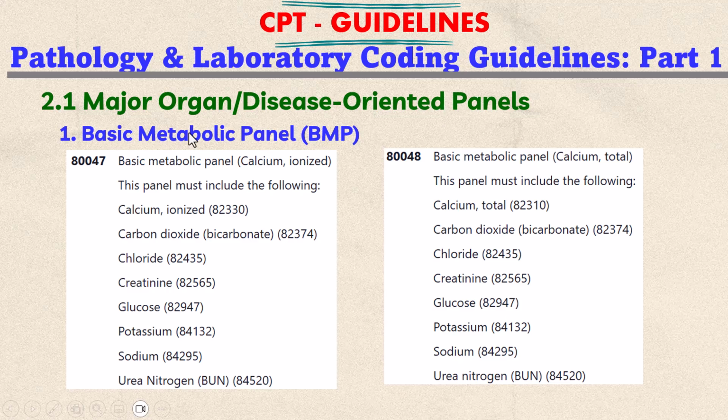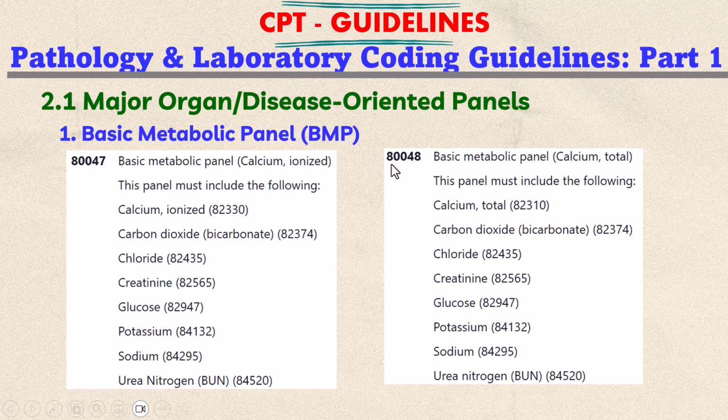First one is the basic metabolic panel. It includes two codes, 80047 and 80048. 80047 is the basic metabolic panel with calcium ionized. If you want to use this code, all the components should be there. This panel must include the following: calcium ionized, carbon dioxide, chloride, creatinine, glucose, potassium, sodium, and urea nitrogen.